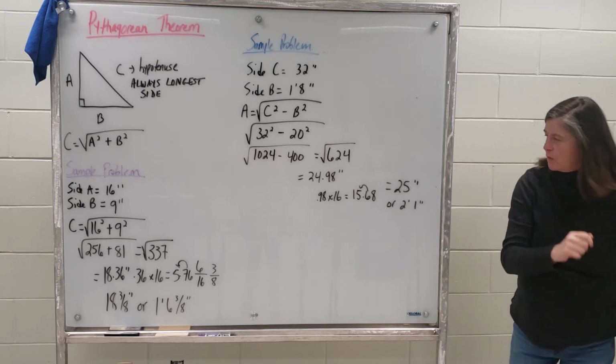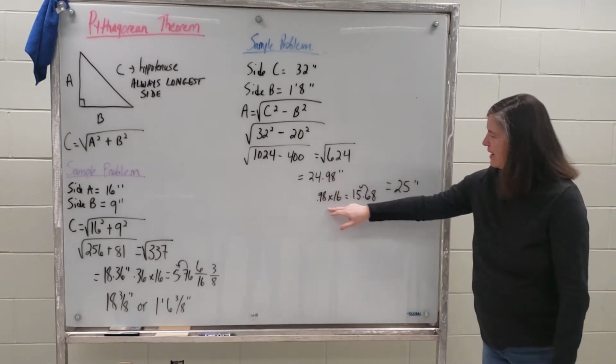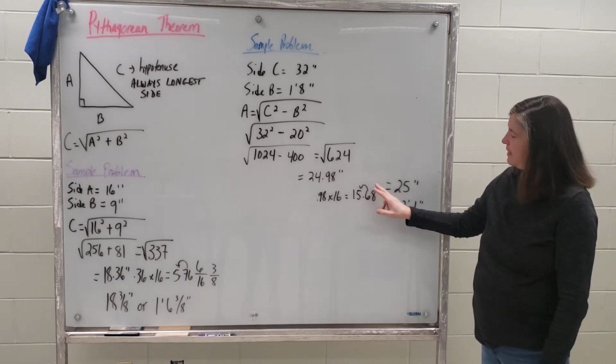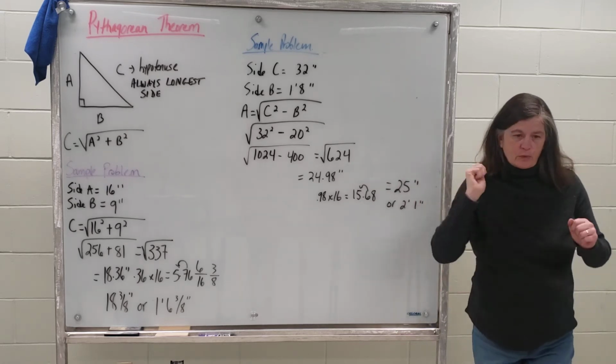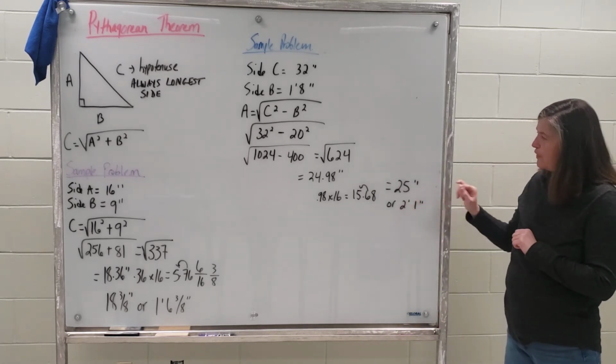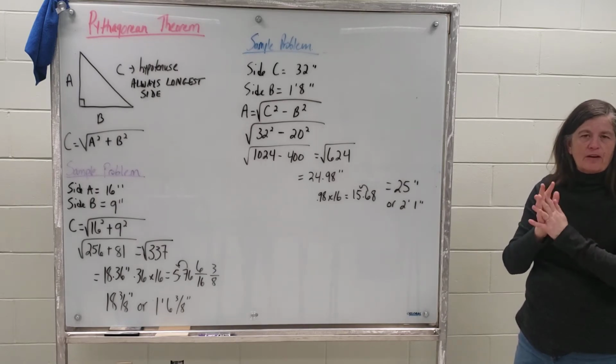You hit shift and square root. 24.98 inches. Taking our 0.98 to a fraction, this one would round up, so we would round that up to the next whole number. We end up with 25 inches or 2 feet 1 inch. See you in the next video where we talk about 45-degree triangles.